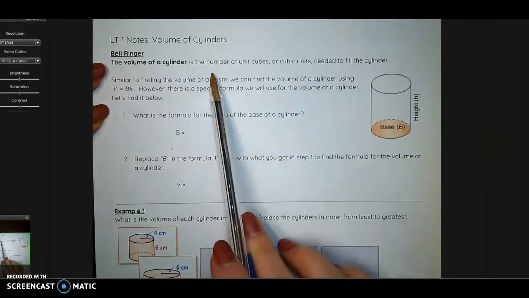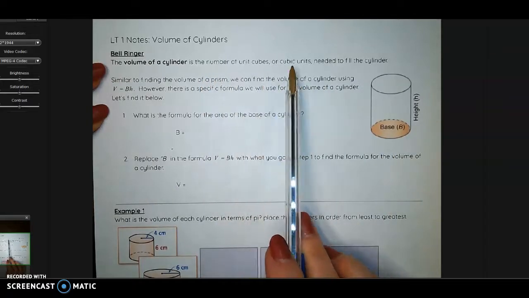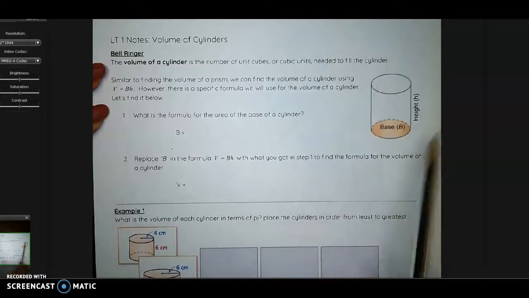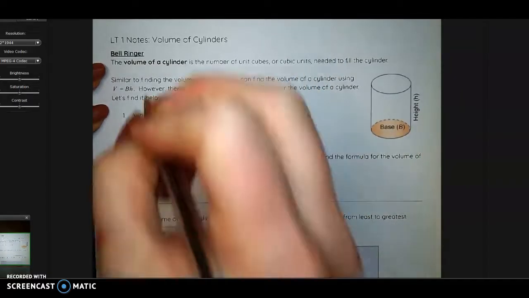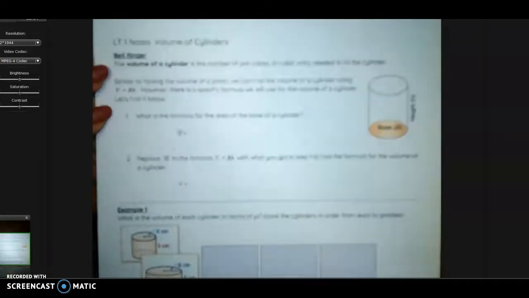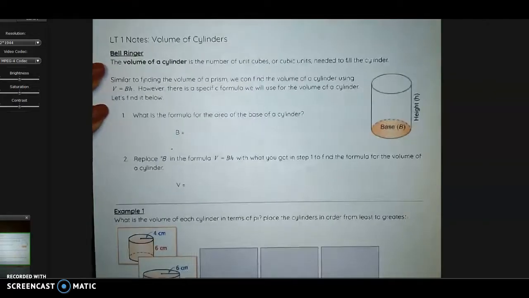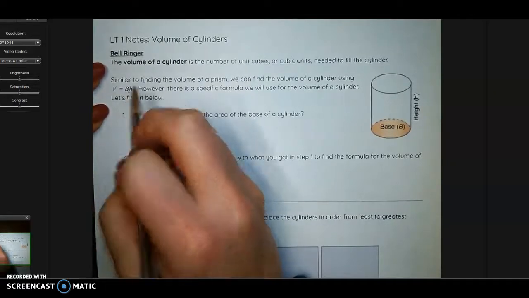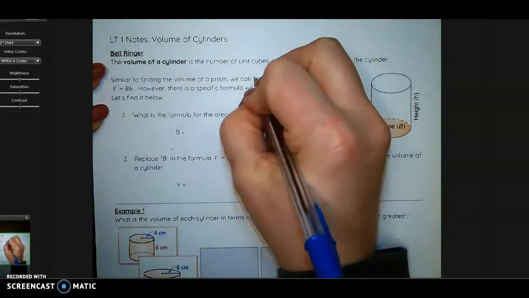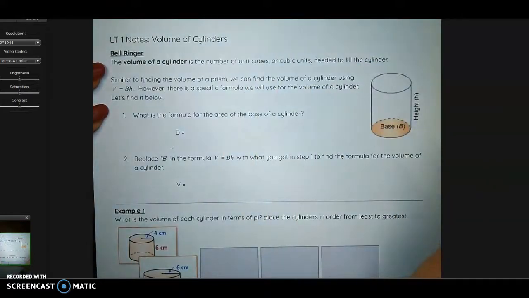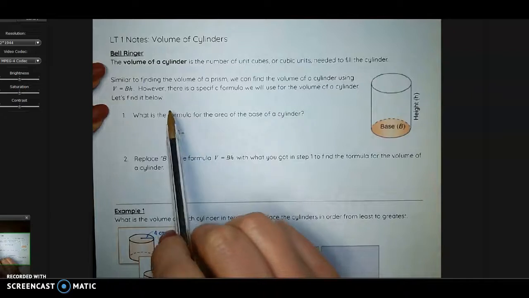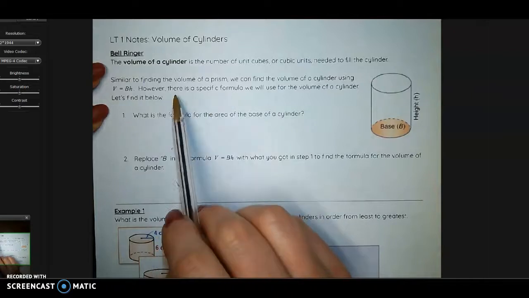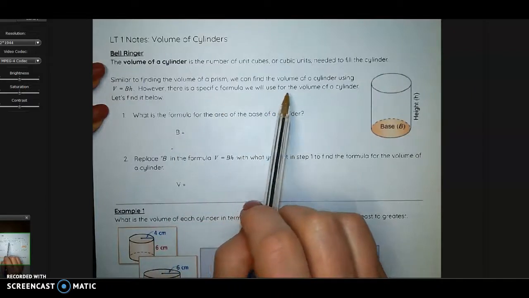So the volume of a cylinder is the number of unit cubes or cubic units needed to fill the cylinder here, where we're missing an I. Similar to finding the volume of a prism, we can find the volume of a cylinder using base times height. And that big B means the area of the base. However, there is a specific formula we use for the volume of a cylinder.